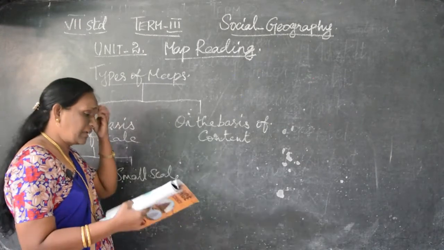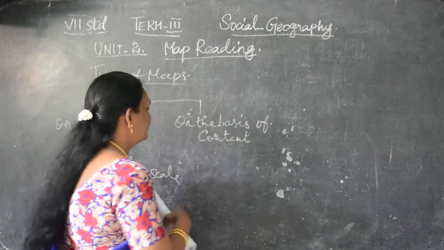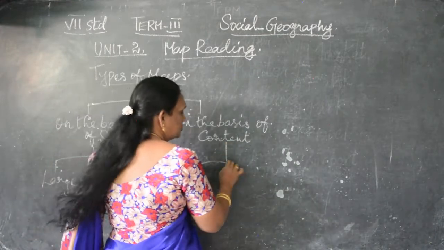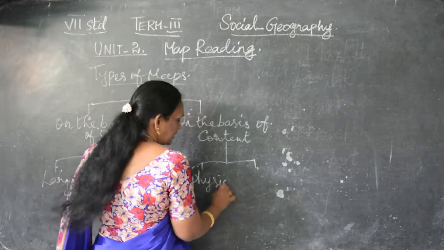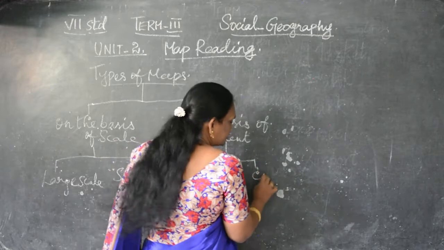On the basis of content, they are physical and cultural. There are two types of content: physical and cultural.